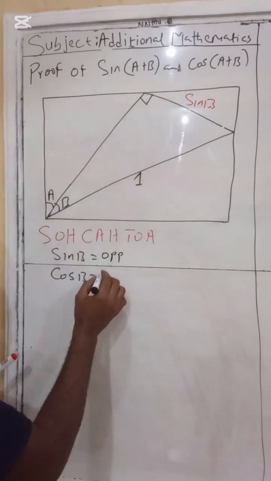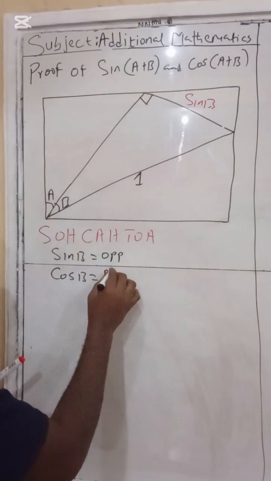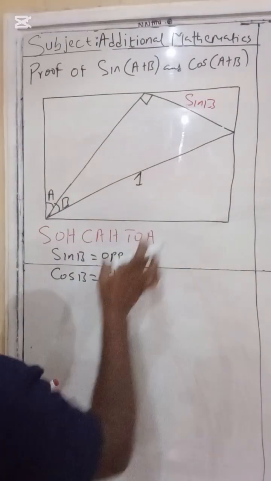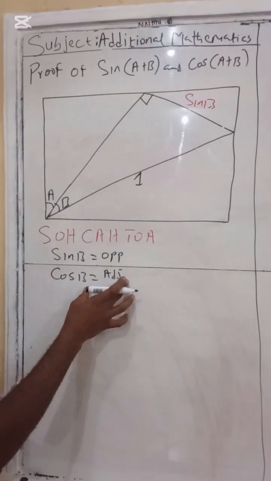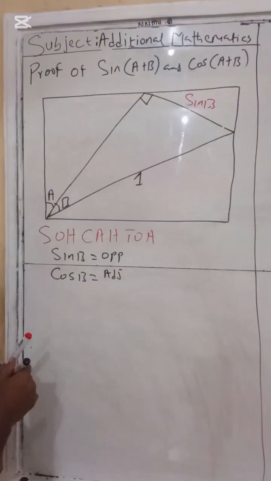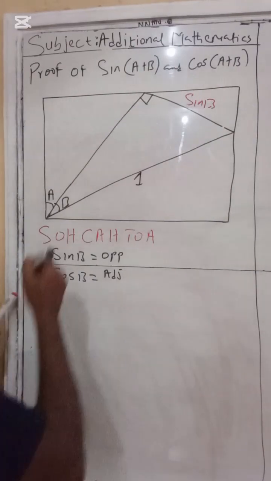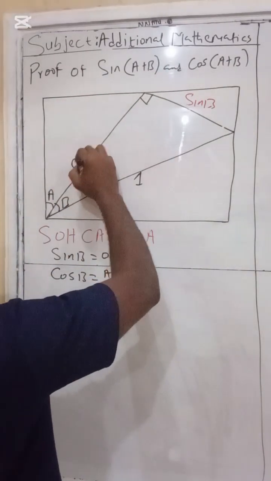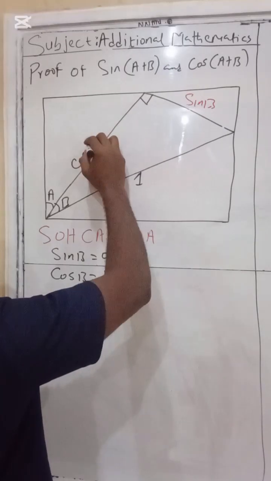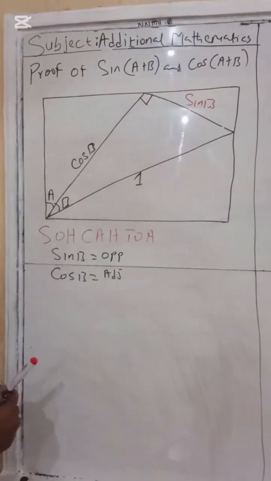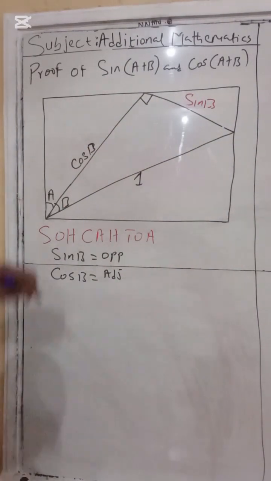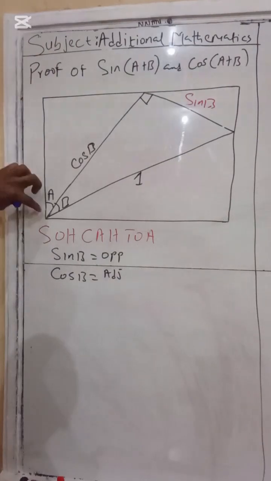Okay? Again, for us to find the adjacent side, we're going to use cos B, which is equal to adjacent over hypotenuse. And hypotenuse is also 1. So that means adjacent is simply cos B. Okay? So let us label here cos B. Okay? Good.